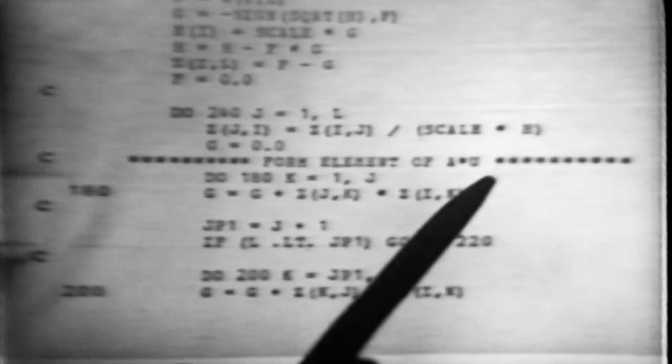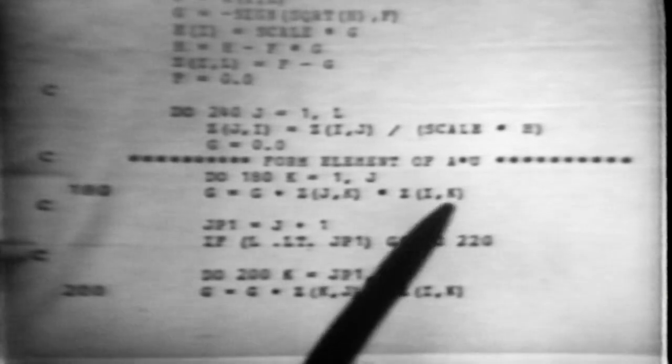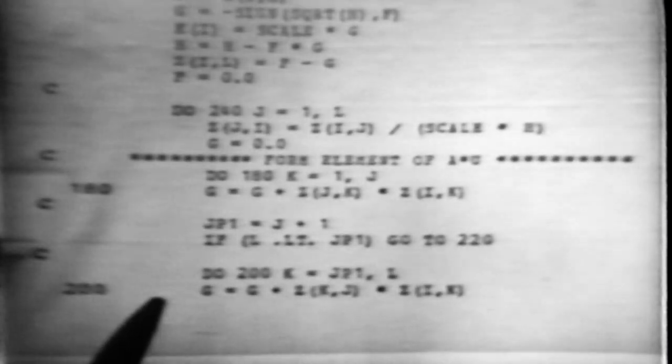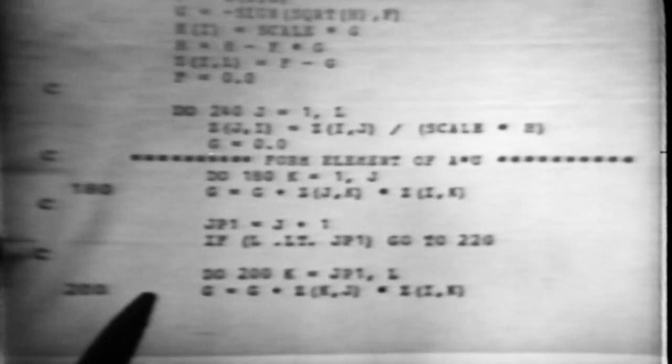Here is the forming of the inner product AU. Remember, U is stored here. This is U, and it's also U down here. We're going across A, except we have to go across it in 2 pieces in order to just use the lower half of the matrix. So that's forming that right angle inner product.